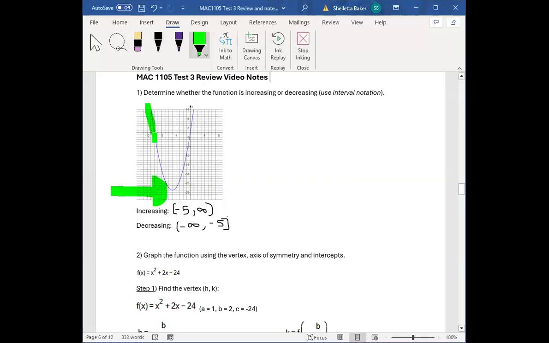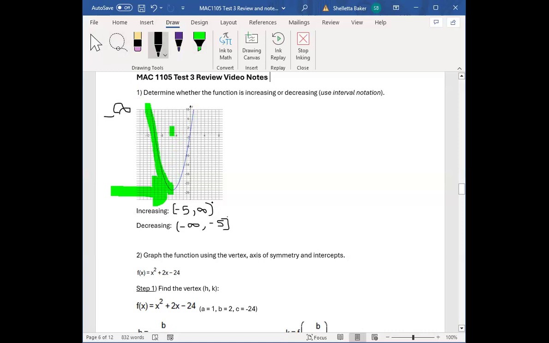And as we look at this parabola from left to right, we see the graph decrease, decrease, decrease until it gets to the vertex. At that vertex, we observe the x-axis to determine the point where our graph shifts and starts to move upward. At that point, we're at -5. So from negative infinity to -5, we see the function decreasing.